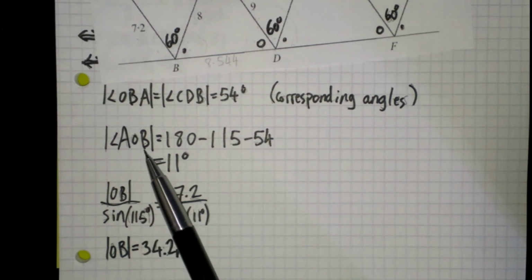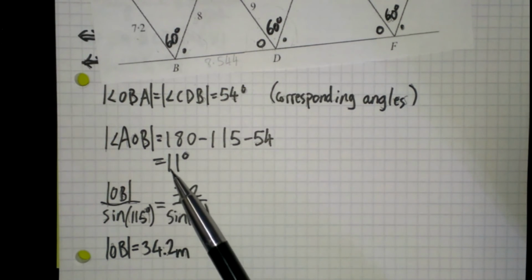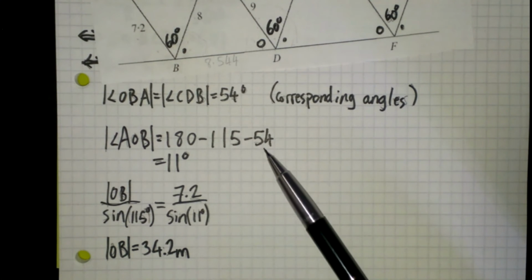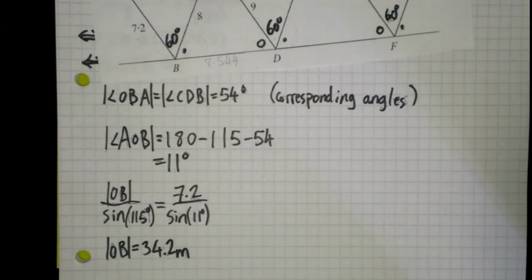The angle AOB, that's the angle at this origin point O, is going to be 11 degrees, because I know that the other two angles are 115 and 54, and they have to add up to 180. With that information then, I can find OB by using the sine rule again. So the length divided by the sine of the opposite angle is equal to one of the other lengths divided by the sine of the opposite angle. And that gets me that OB is 34.2 meters.